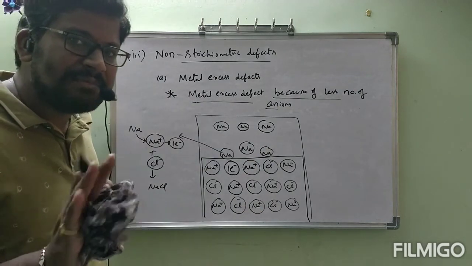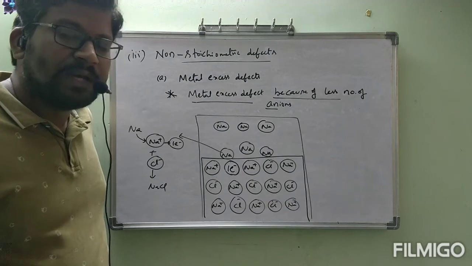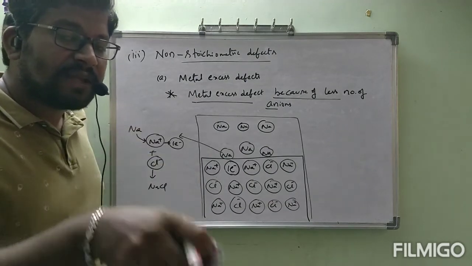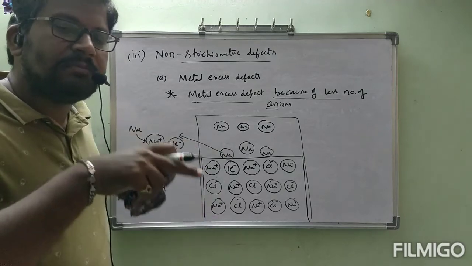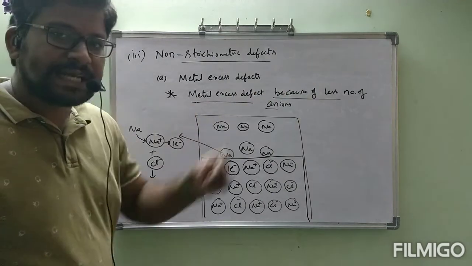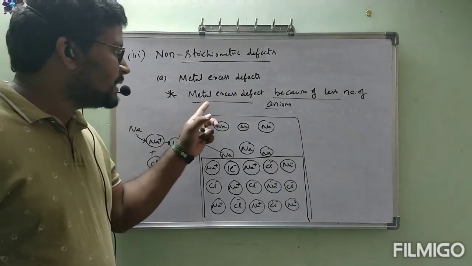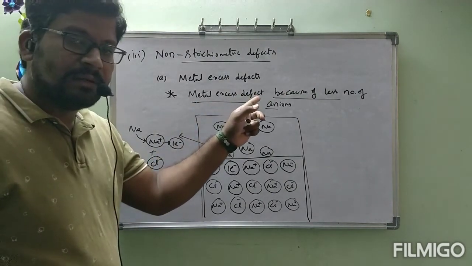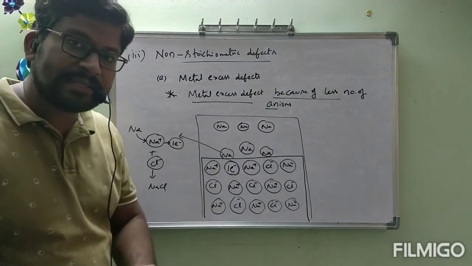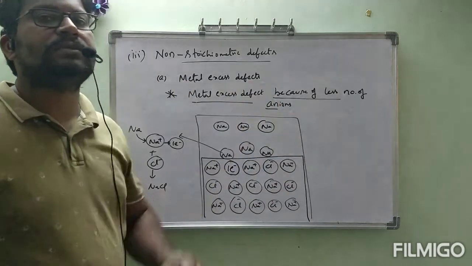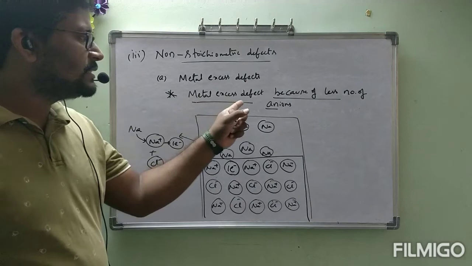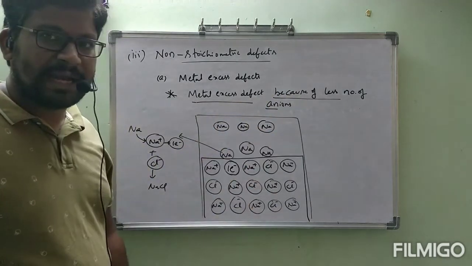Actually, the metal atom is not in excess. One anion is missing. Correct or not? Because an anion is missing, we observe that the metal is in excess. So the statement is clear. It is a metal excess defect because of a smaller number of anions. Because of that, we observe the metal to be in excess. That is the meaning.